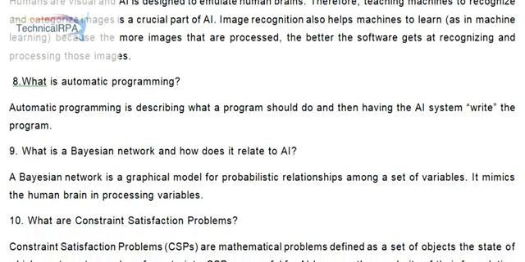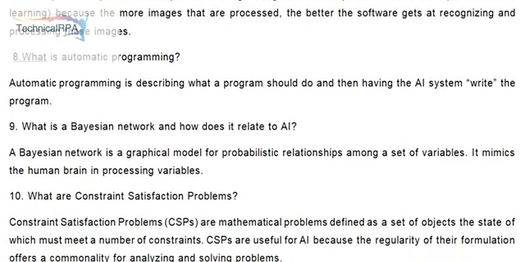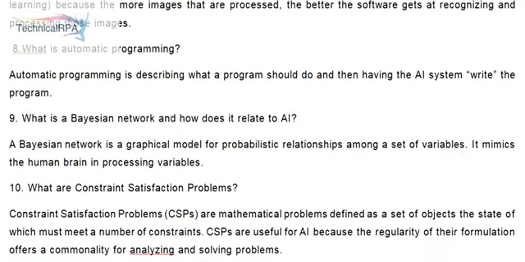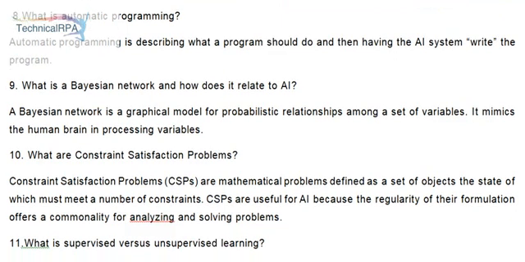8. What is automatic programming? Automatic programming is describing what a program should do and then having the AI system write the program. 9. What is a Bayesian network and how does it relate to AI? A Bayesian network is a graphical model for probabilistic relationships among a set of variables. It mimics the human brain in processing variables.